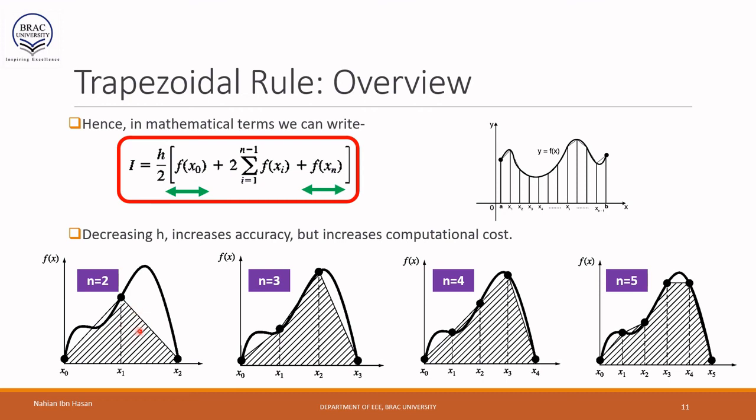Look at the white portions under this curve. These are not included in the area. As we increase the value of n, that means the number of segments, the area of the white segments decreases. That means we can cover most of the area under the curve. That's the theme. If we increase h, we decrease the accuracy, but by decreasing h we can increase the accuracy.